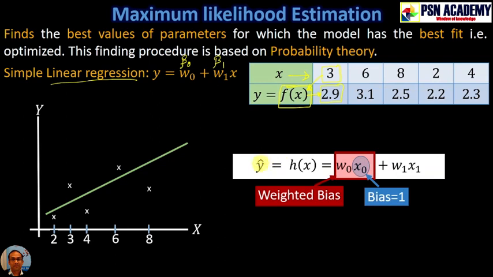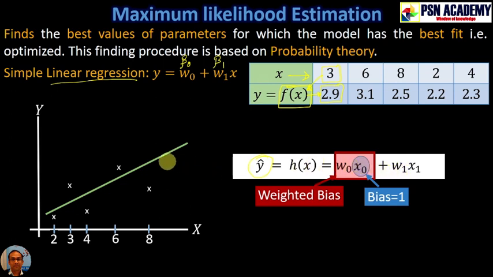Now to get this y hat, your estimated y, you must know w0 and w1. And the values of w0 and w1 will be such that this y hat will be as close as possible to y. That means the error between the y and the y hat will be minimum. So you have to choose such w0 and w1. So these are called learning parameters.